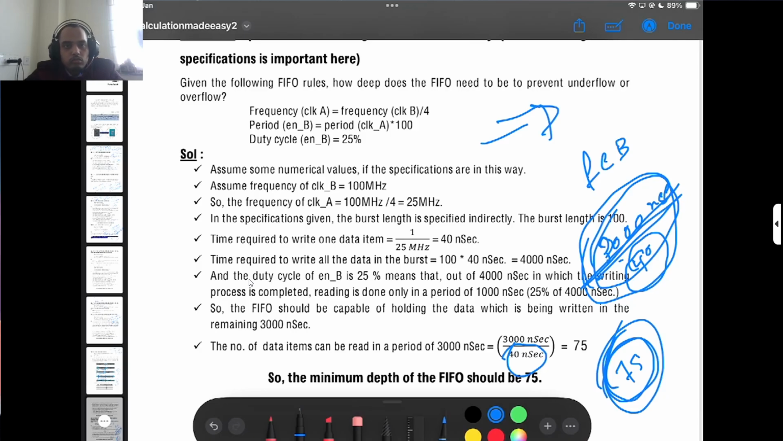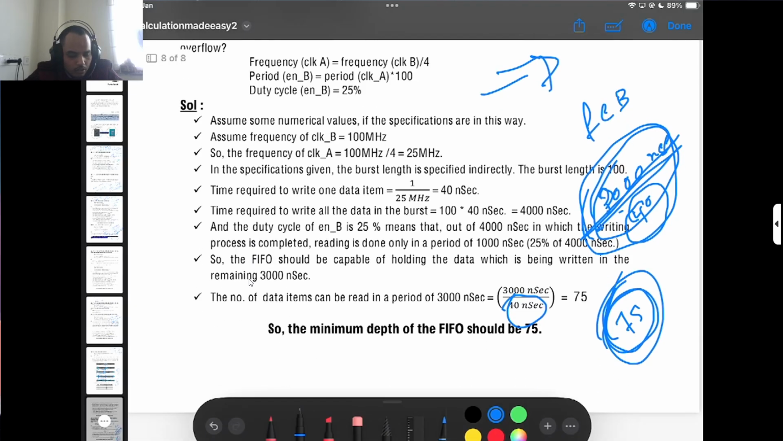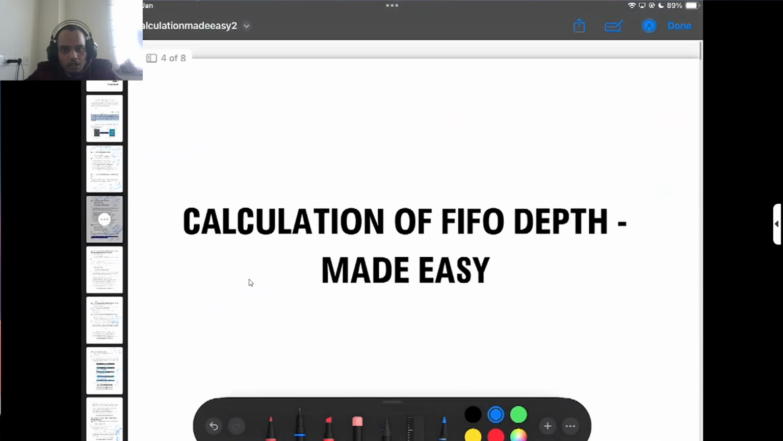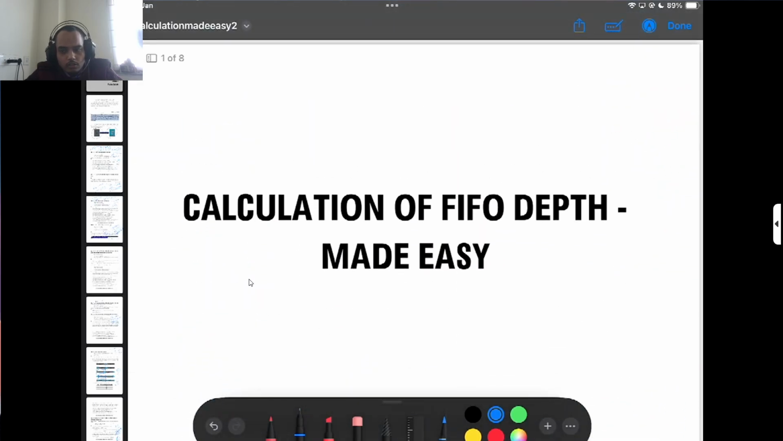So I hope the FIFO depth problems are now clear. About ten types of such problems may be asked in interviews or examinations. So that's all from my side, guys.